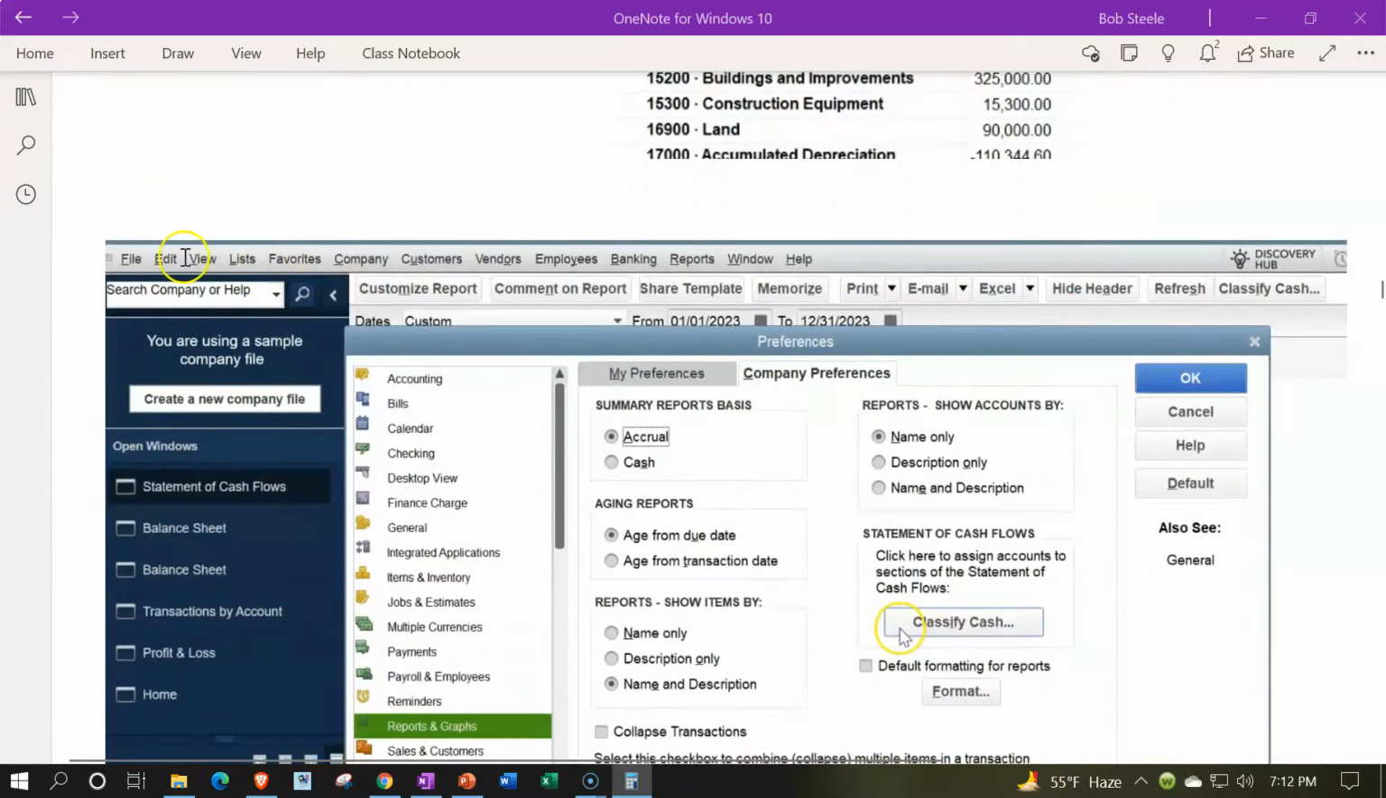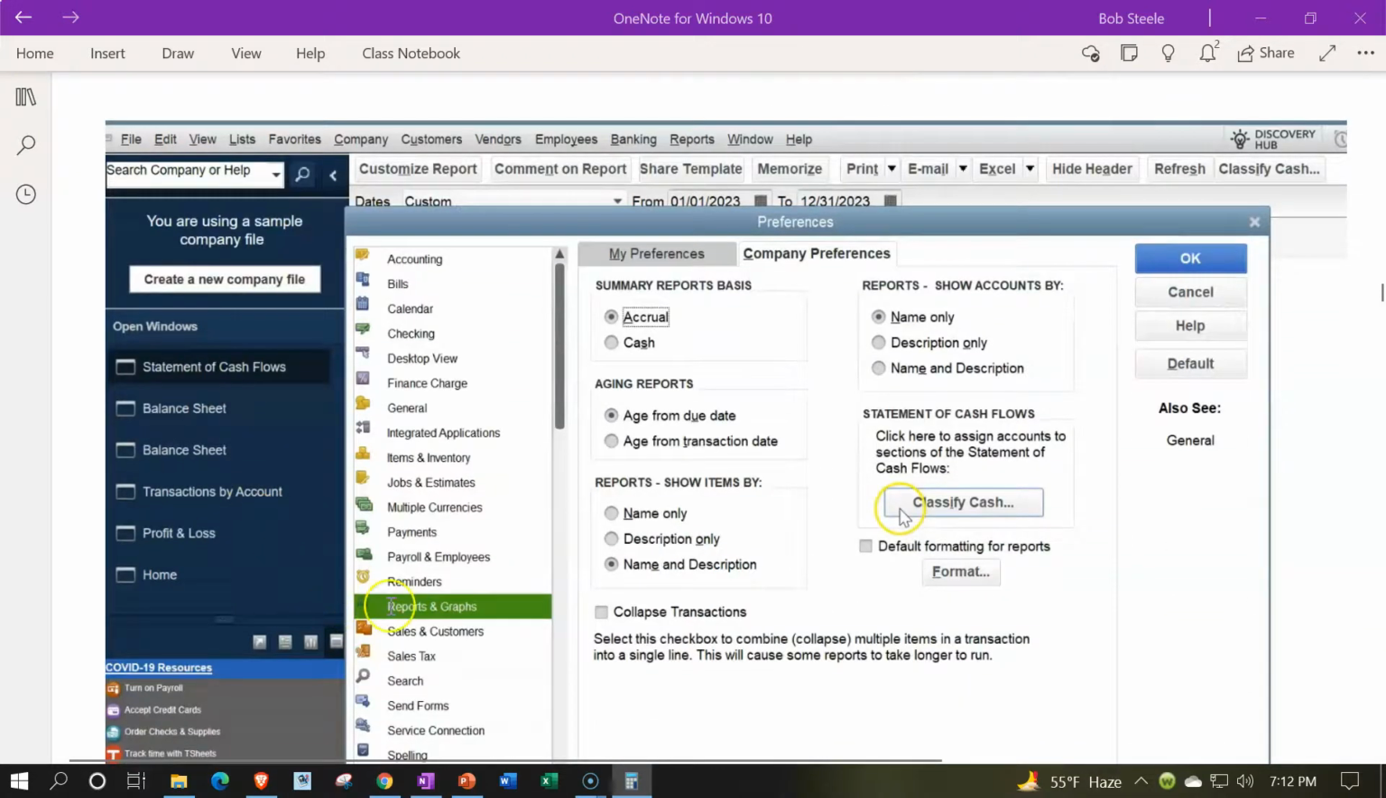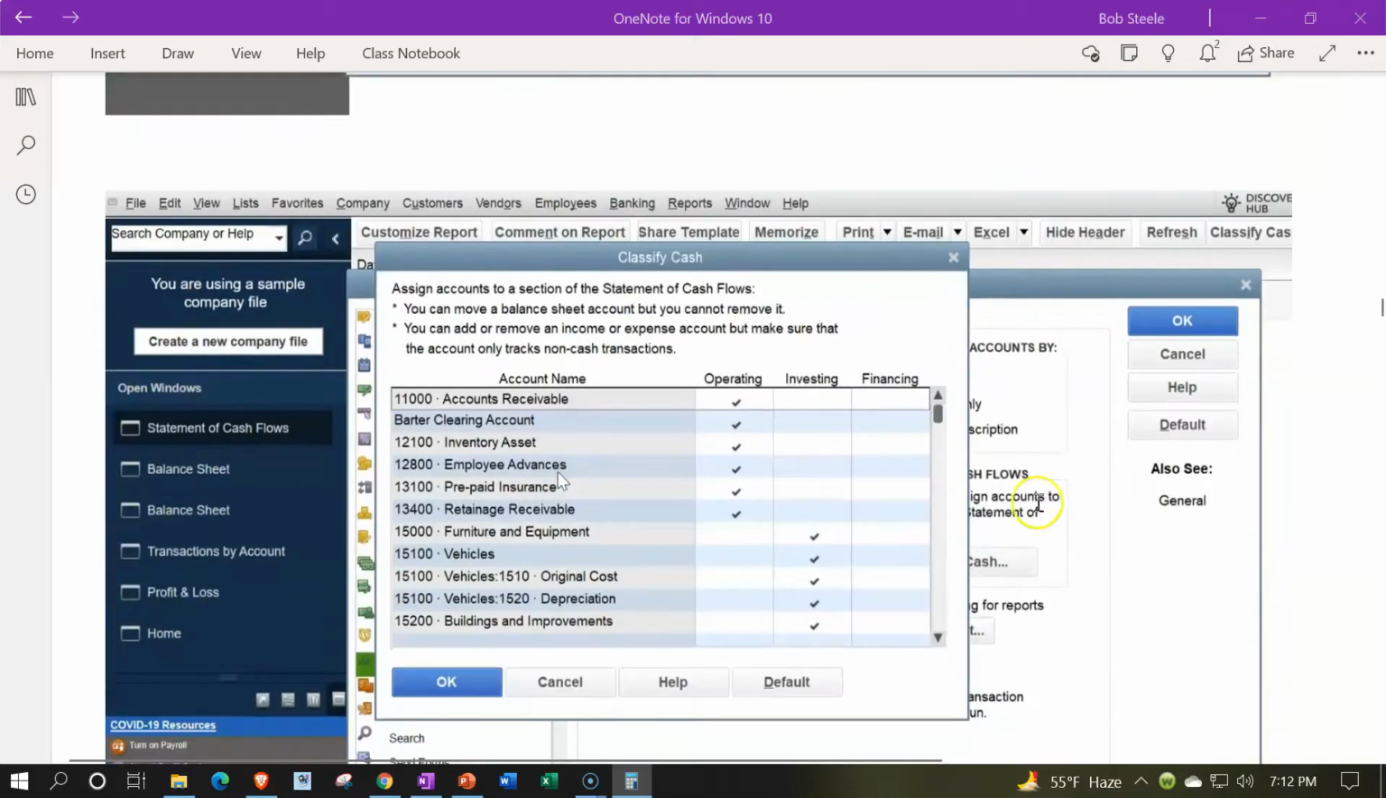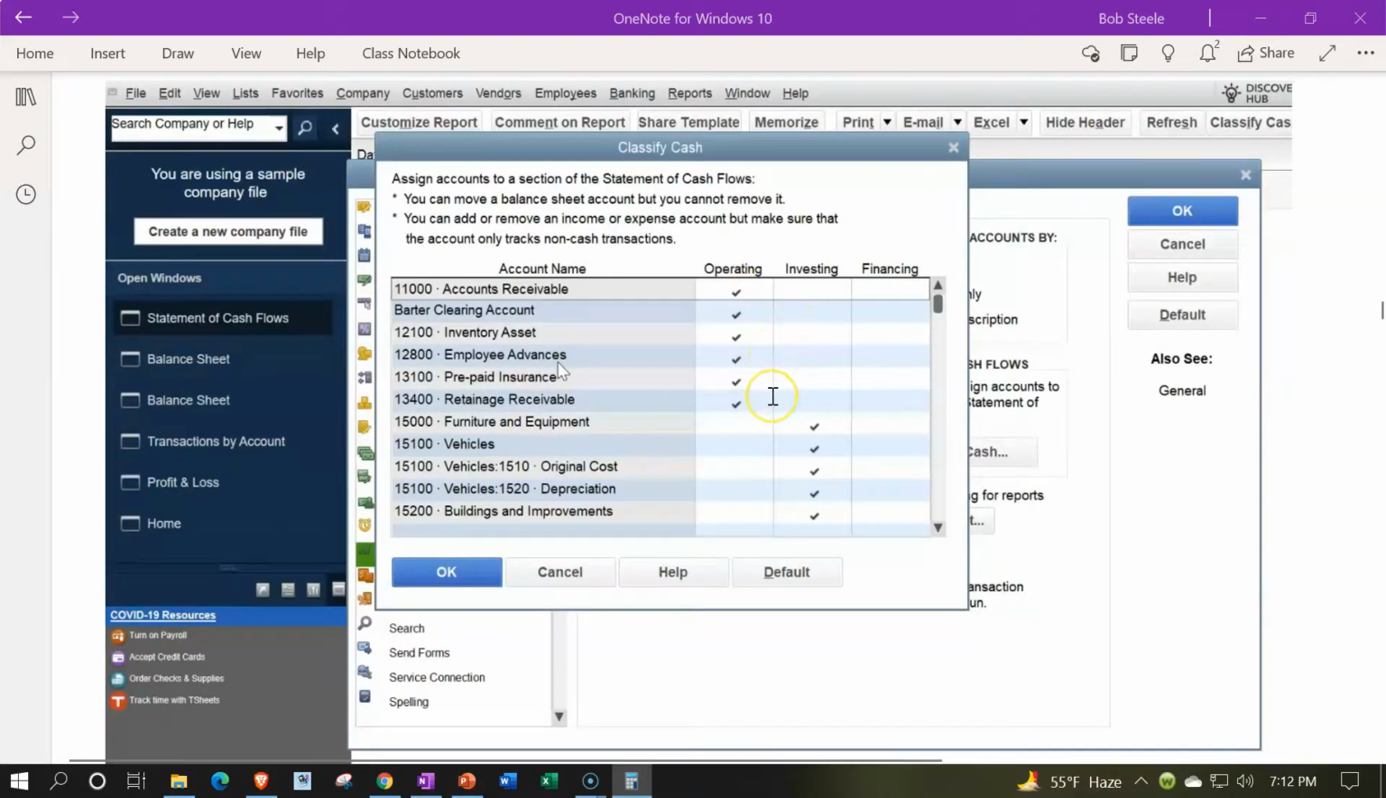If you go to the edit dropdown and to the preferences and then go to the reports and graphs, you have the statement of cash flow area, the classify area. This is basically telling QuickBooks where you're going to put the difference in the balance sheet accounts to operating, investing, financing. Again, that does a pretty good job to make a statement of cash flows that balances, ties out to the balance sheet, in other words. But if you have more complex transactions, you might need to do some added adjustments to them. Complex transactions like disposals or sales of property, plant, and equipment, for example.